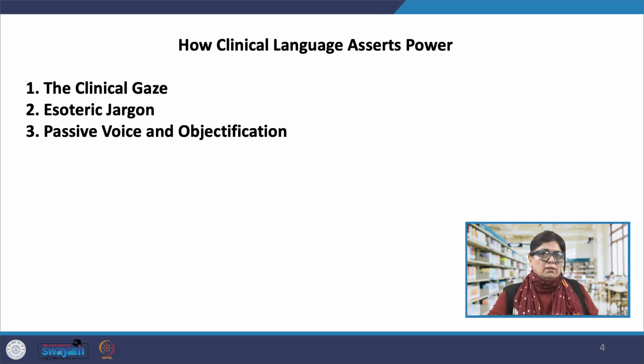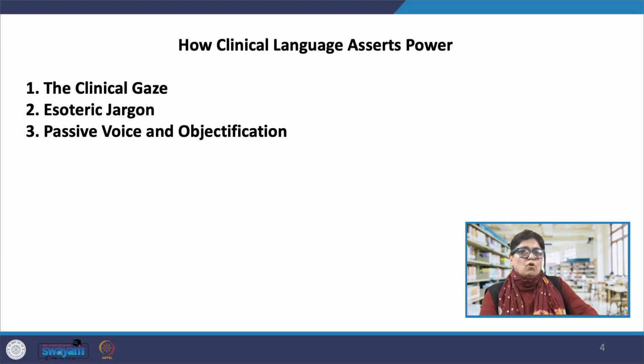Second is esoteric jargon. The specialized Greek and Latin derived vocabulary of modern medicine creates an intentional knowledge barrier. This linguistic barrier reinforces a strict hierarchy, positioning the clinician as the ultimate gatekeeper of truth and the patient as an unknowledgeable subordinate. Third is passive voice and objectification. Medical charting heavily favors passive phrasing like the patient was non-compliant or the abdomen was palpated. This specific syntax removes human agency, distances the provider from the emotional reality of care, and subtly blames patients for treatment failure.